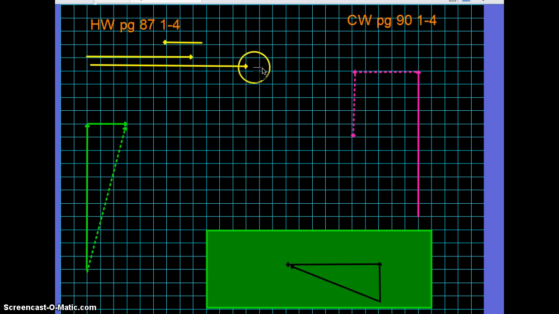Yes, you can use Pythagorean theorem to find that, but the goal of this activity is to practice using sine and cosine on these, so that's why I'm going to choose to use those.